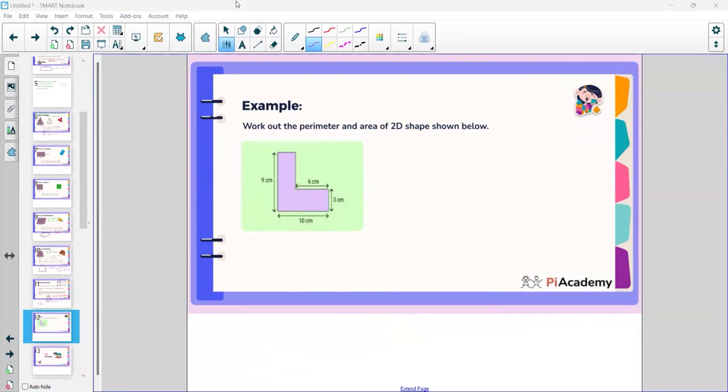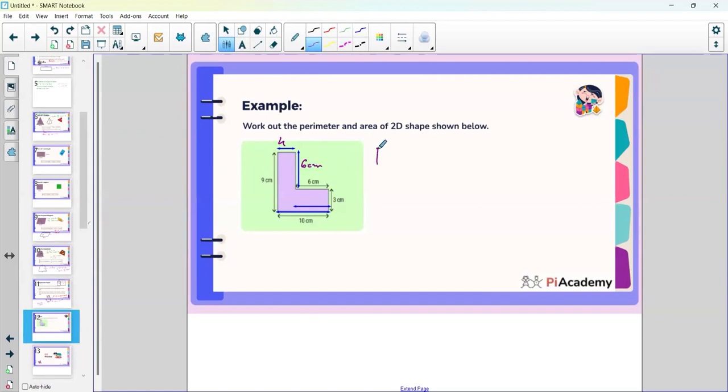Sorry for that. So we got 10 centimeters, then 9 centimeters followed by 6 and 3. Now, one length is missing over here, which is this length on the top. What could this possibly be? Bottom one is 10, this is 10 and this is 6. So this length would definitely be 10 take away 6, which is 4, right? And similarly, this vertical length would simply be 9 take away 3, which is 6 centimeters.